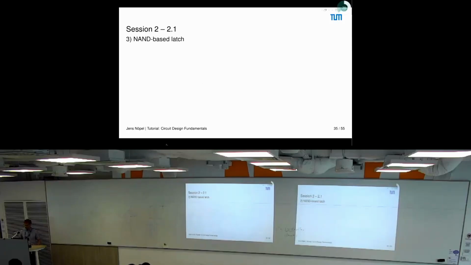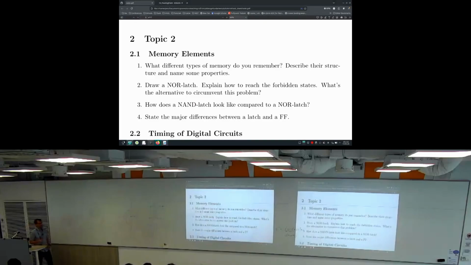Any questions so far? No. All right. Then we come to the third question. How does a NAND-based latch look compared to a NOR-based one? Yeah, kind of inverted. Yeah. So I give you another 1 or 2 minutes to draw it.